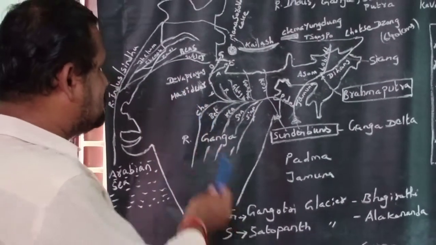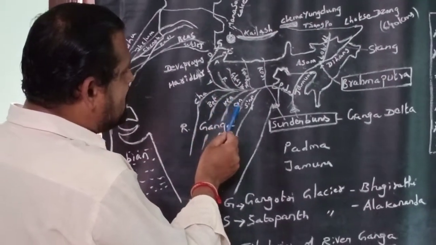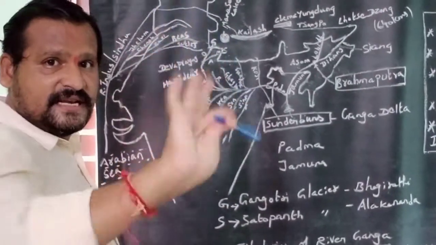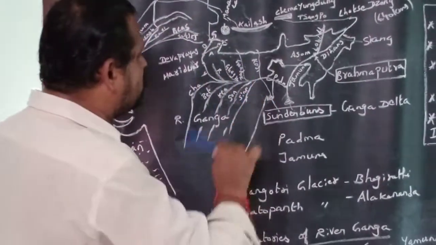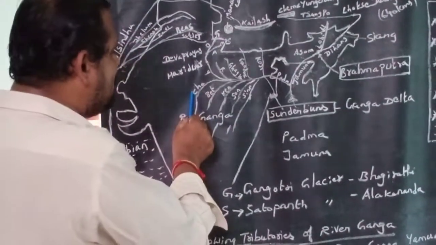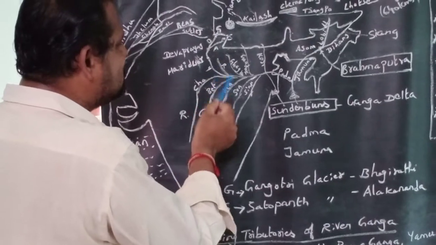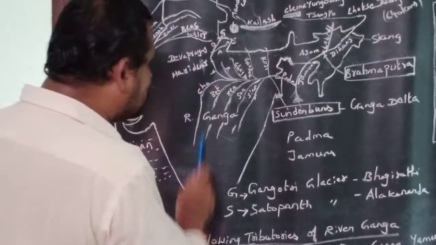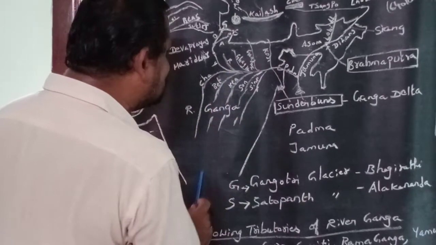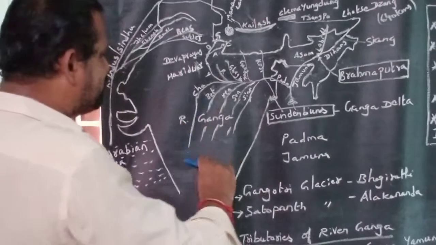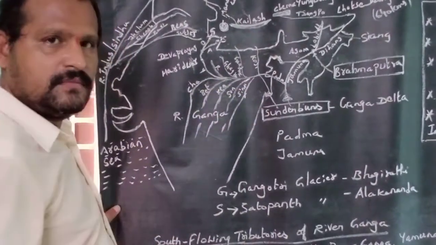Here, the meaning is that Chambal, Betwa, Ken, San, Sind are the north flowing tributaries. They are not south flowing tributaries, children. They are north flowing tributaries of River Ganga. Do you know why? Because these rivers originate in the peninsular region and flow towards north. They flow towards north and join the Ganga river. So they are the north flowing tributaries of River Ganga. Okay.